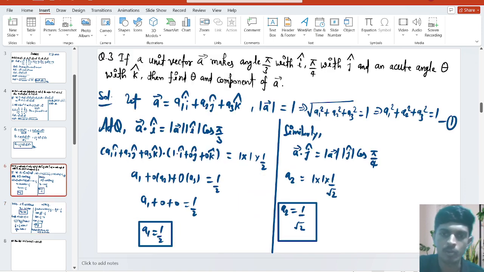So this is all about this question. First, we write vector A and take its components A1, A2, A3, and it is a unit vector, so it satisfies the unit vector property: the root of A1 square plus A2 square plus A3 square equals 1.